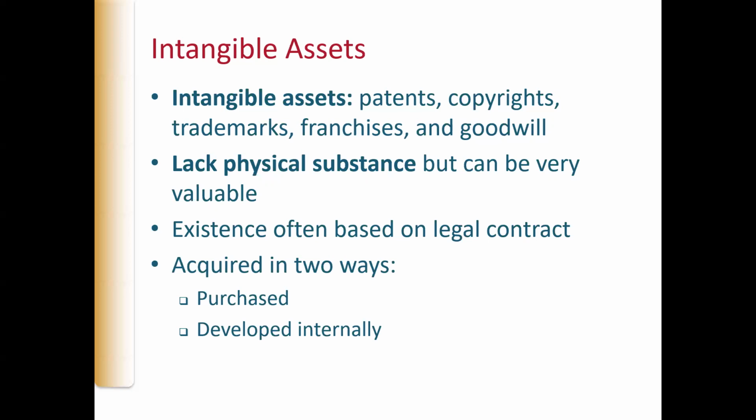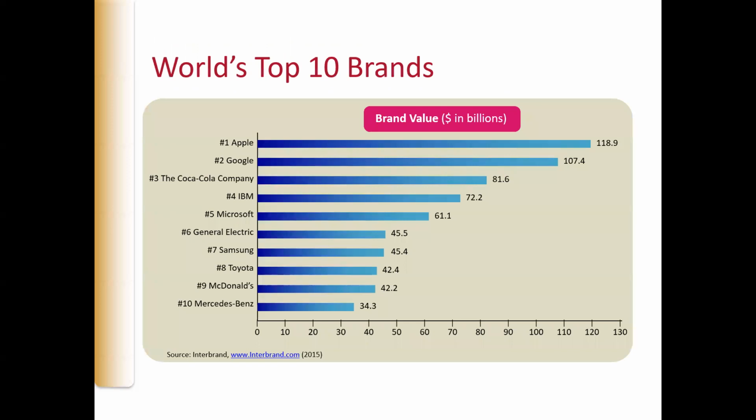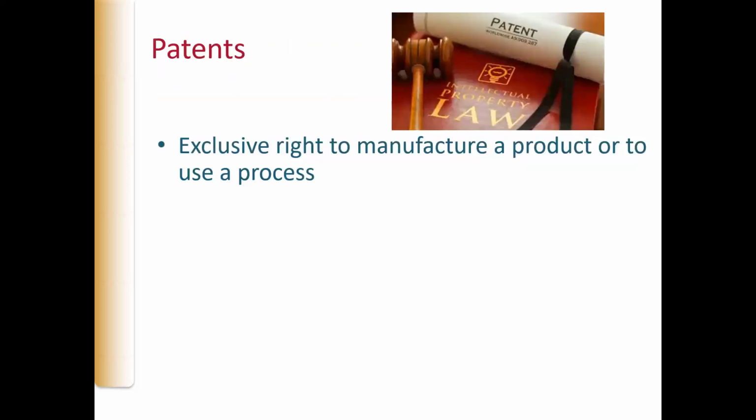They can be developed internally. More often, they are purchased. So what are these intangibles? A patent. A patent is an exclusive right to manufacture a product or to use a process.